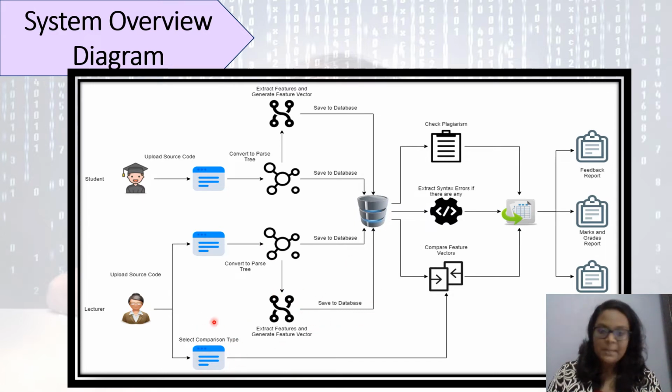Then the lecturer can select the comparison type, as to whether it's exact match or functionality similar. Based on his selection, the comparison will happen, so the marks generated will be different based on his comparison type. Marks are generated along with the feedback report and a plagiarism report.